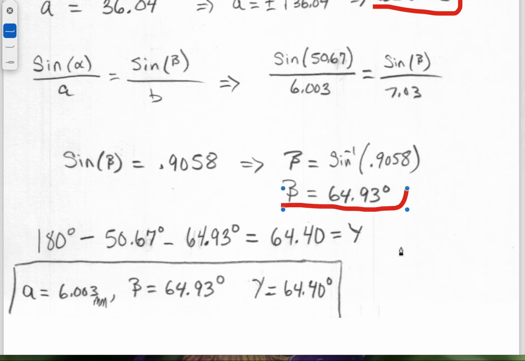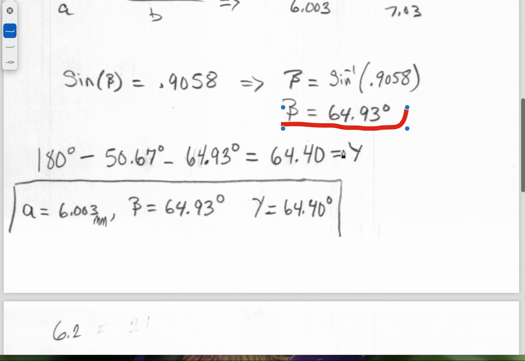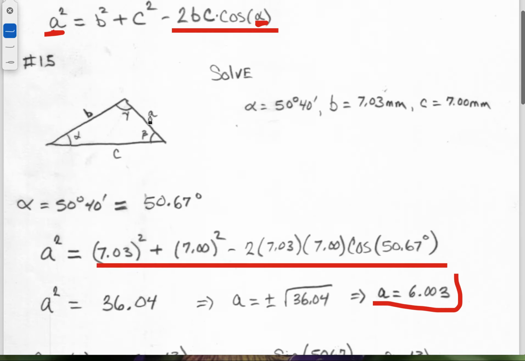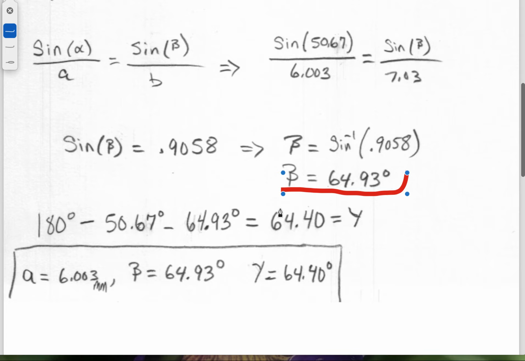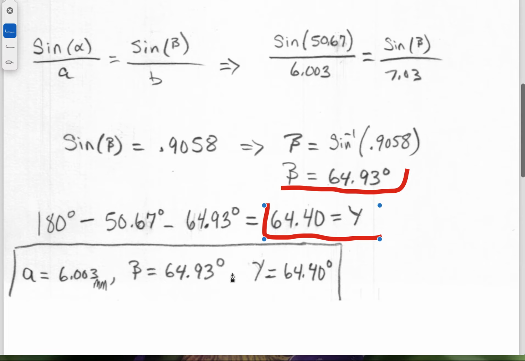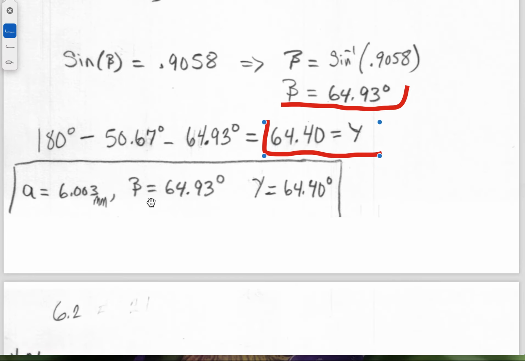So now I have beta, 64.93 degrees, and to find gamma, all I need to do is take 180, because that's how many degrees are in a complete triangle, minus 50.67, which is alpha after I converted it from degrees and minutes, minus 64.93, which is what beta was, and I get 64.40, and that's my gamma. So I found A, I found beta, and I found gamma, using a combination of the law of cosines first, which I used one time, and once I did that, I used the law of sines to find the other information.